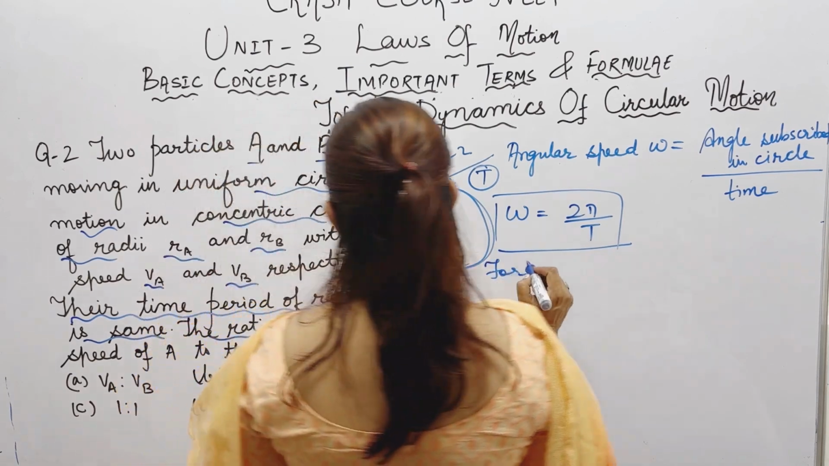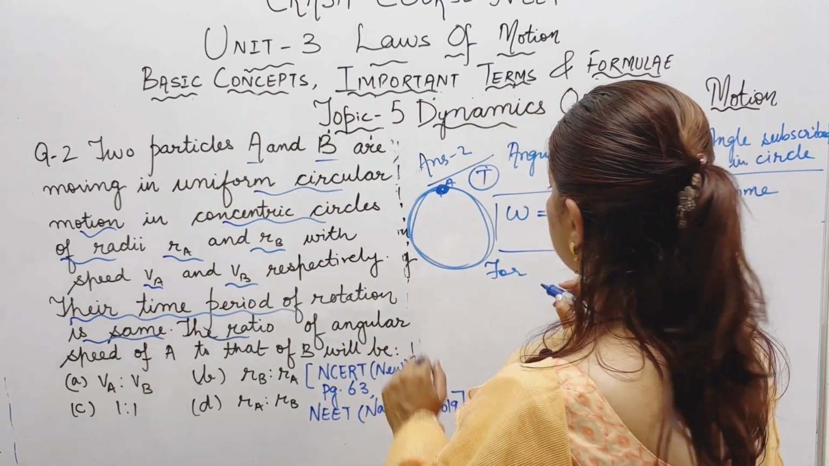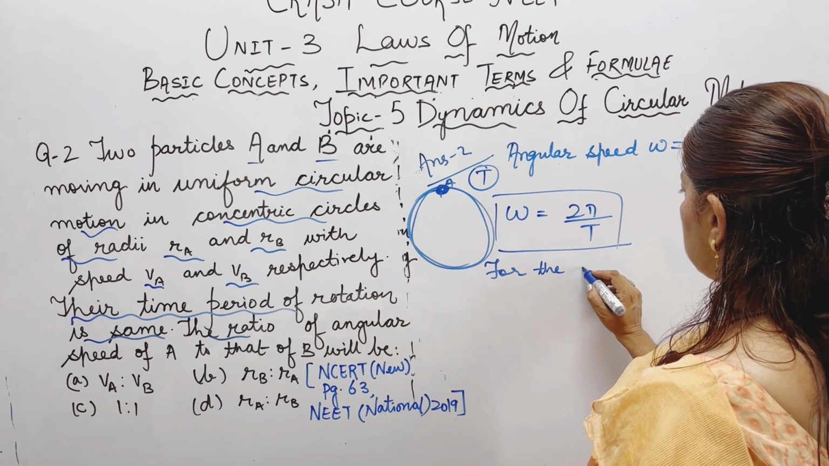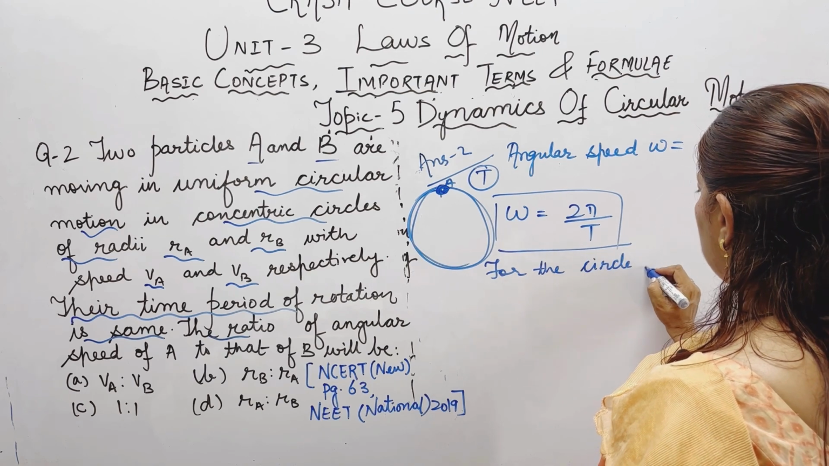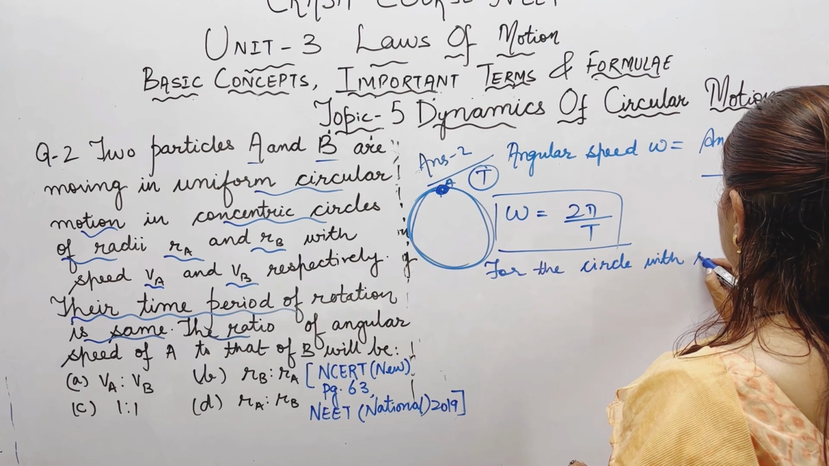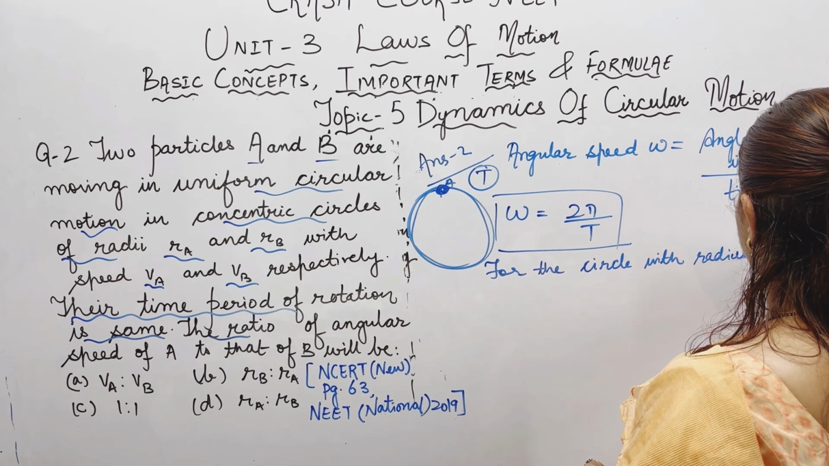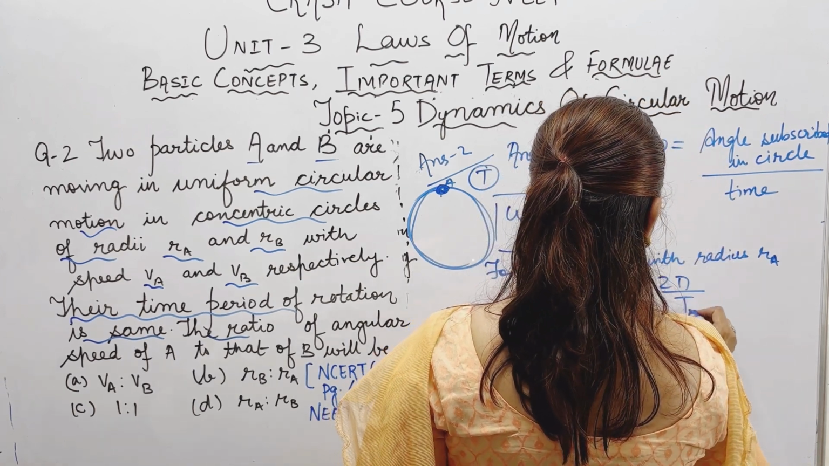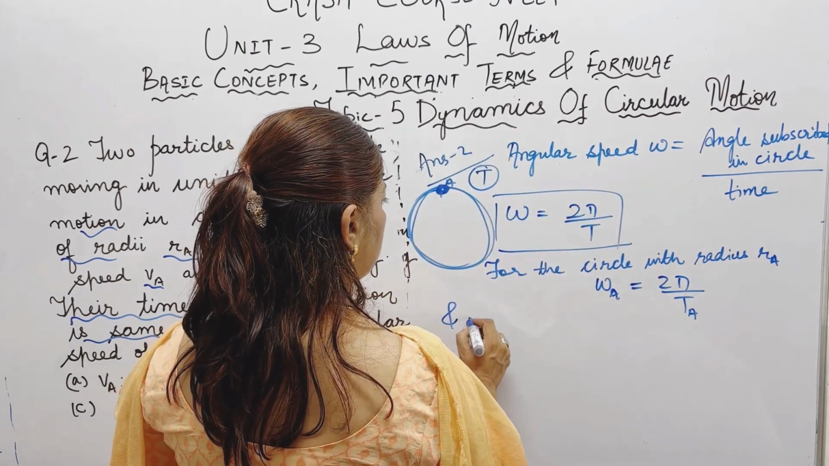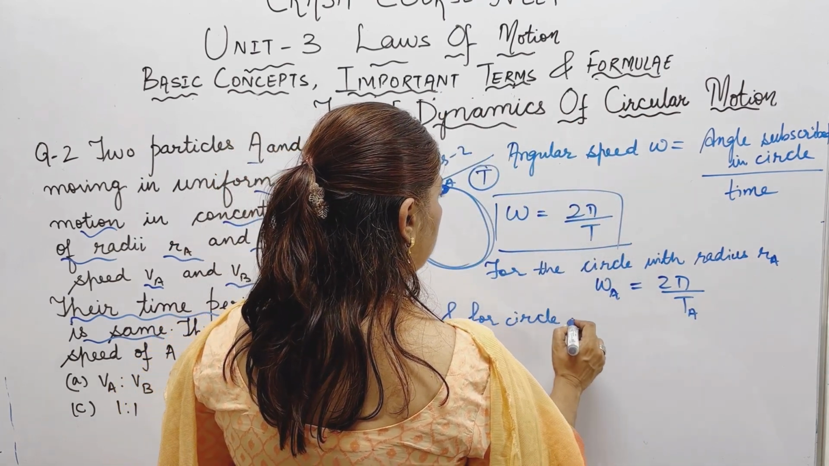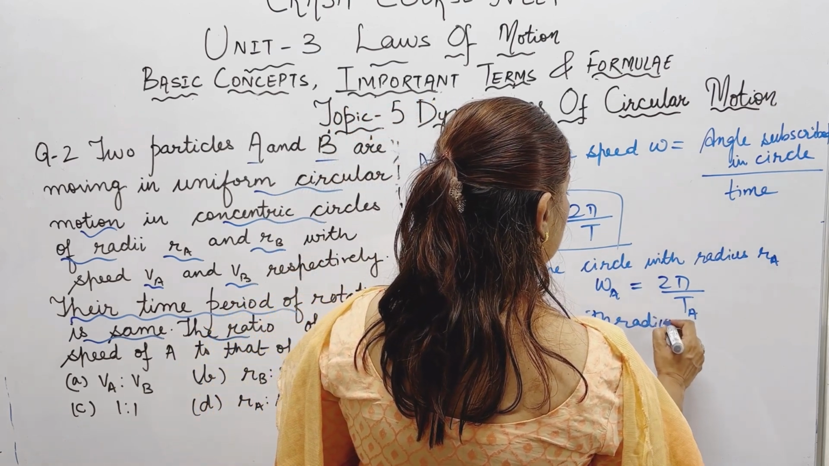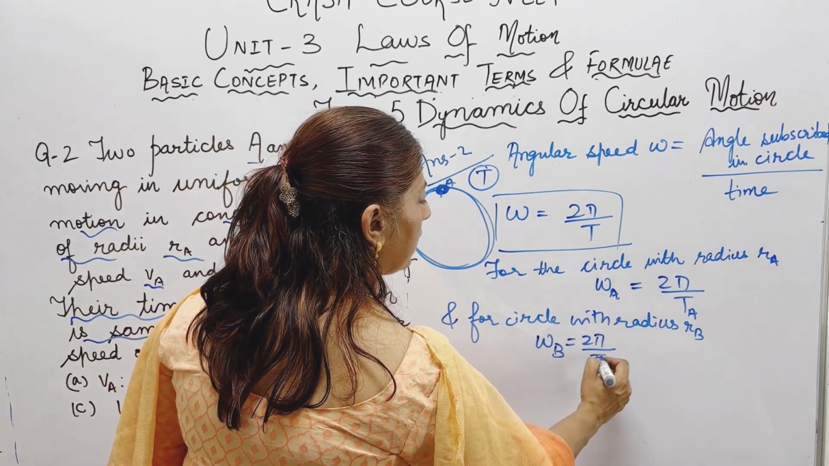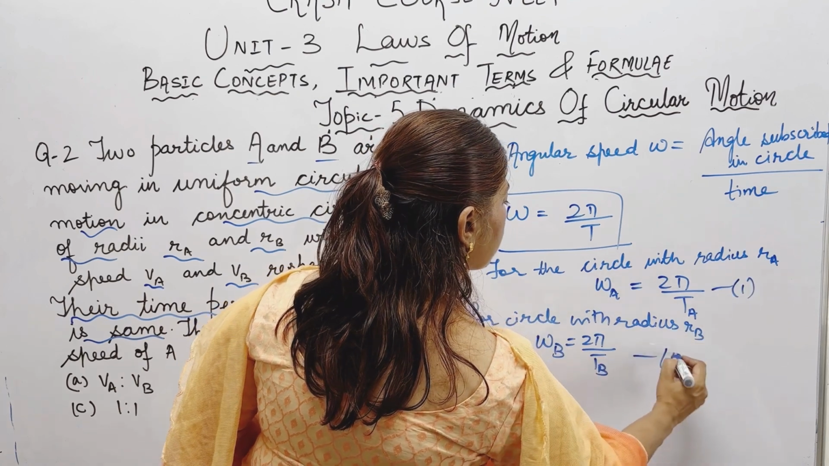Now, these are the concentric circles. For the circle with radius RA, the angular velocity is given by 2 pi by TA, and for the circle with radius RB, the angular velocity is given by 2 pi by TB. Mark it as equation number 1 and equation number 2.